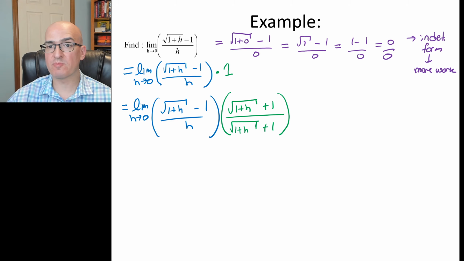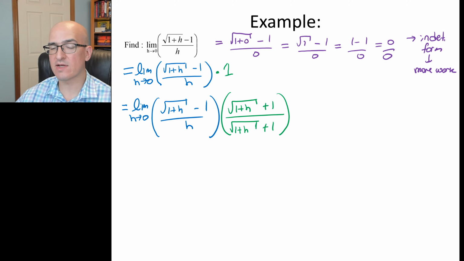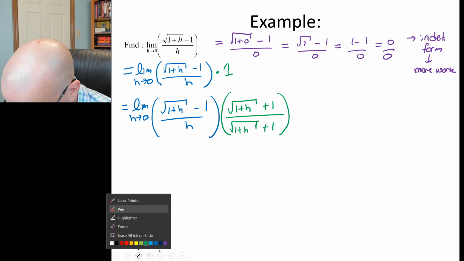All I'm doing is I'm replacing the function by something that is potentially not the same at h equals 0, but is the same everywhere else. Now what I've done so far is it's even the same at h is equal to 0, but let's see what happens as we simplify.